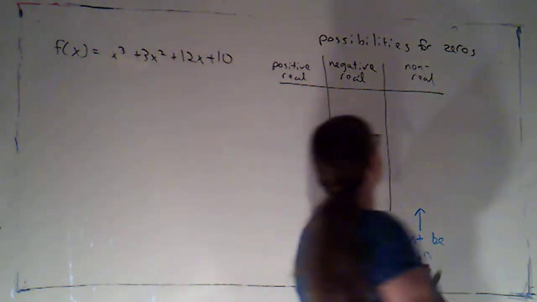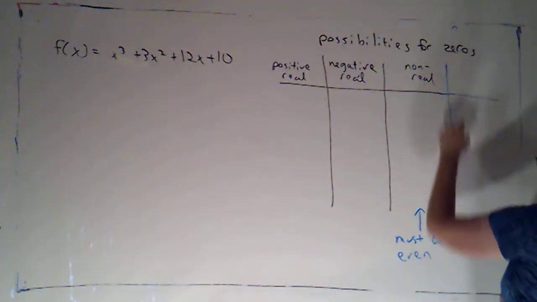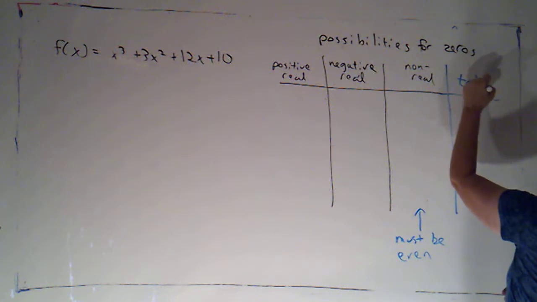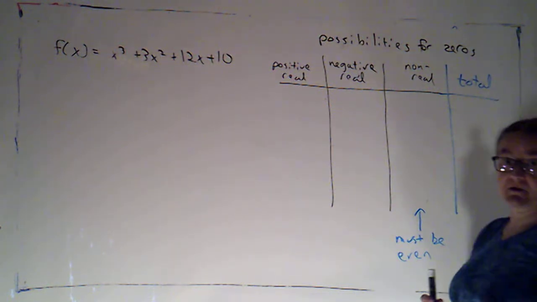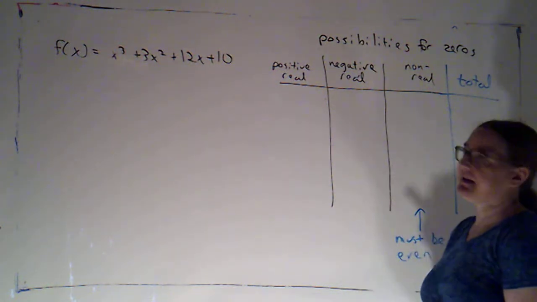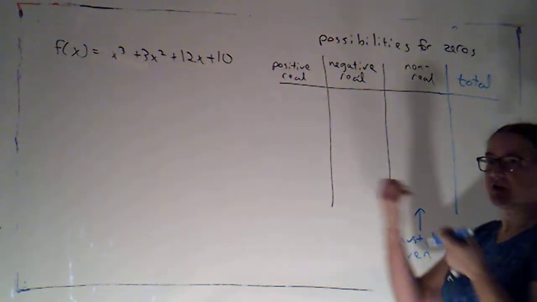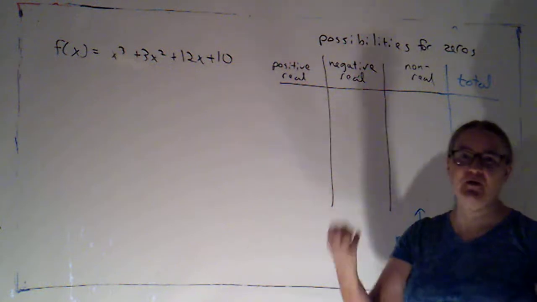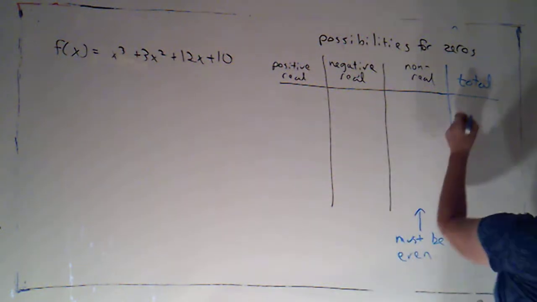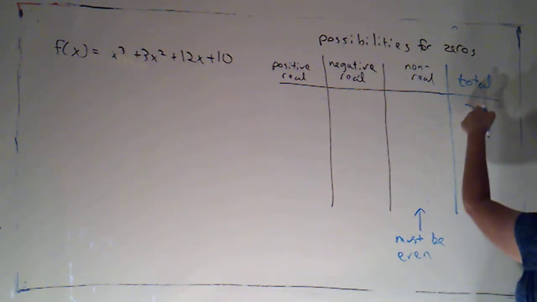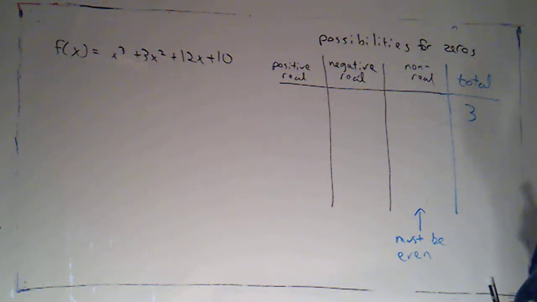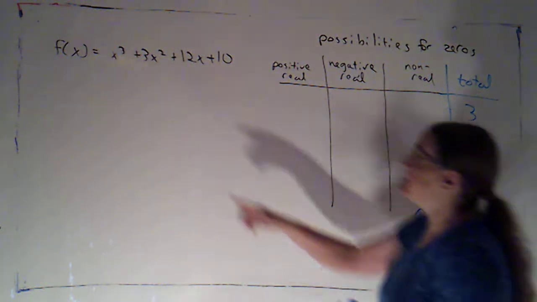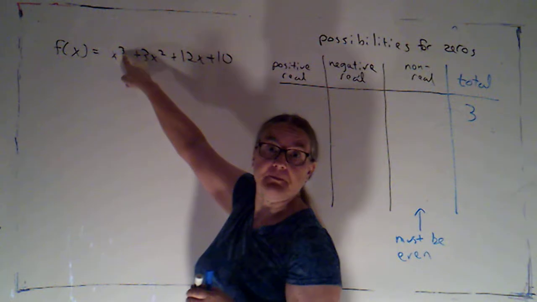Okay. The other thing I can do, and I'm going to just go ahead and write this in, is that the total number of zeros, now I'm counting multiplicity here. So if I have 2 positive zeros, it could be that they're the same one, just with a multiplicity of 2. But the total, counting multiplicity, is always going to have to be 3. Okay, that's because this is a third-degree polynomial.